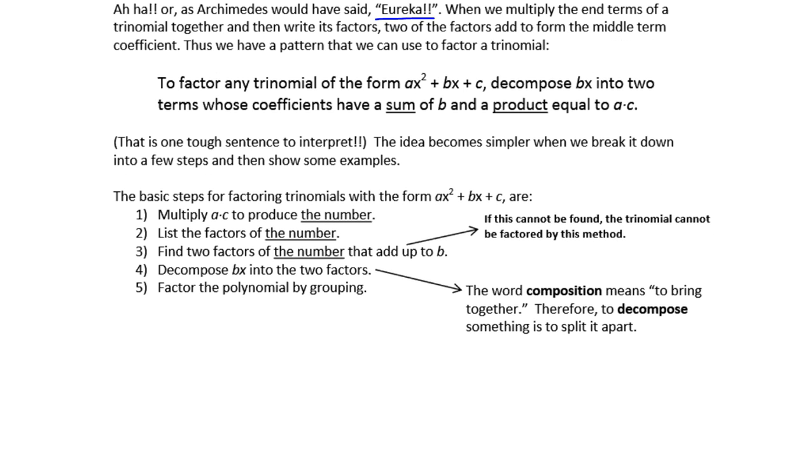There's kind of a mouthful here. So it says the factoring trinomial of the form ax squared plus bx plus c, decompose bx into two terms whose coefficients have a sum of b and the product equal to a times c. All right, so you guys have that all figured out now? It probably didn't make any sense, right? That's what we're doing, but I'm going to explain just piece by piece what we're actually going to do here, okay?